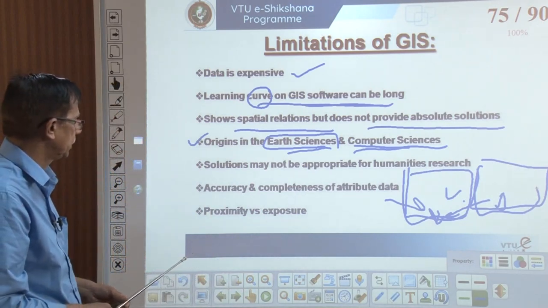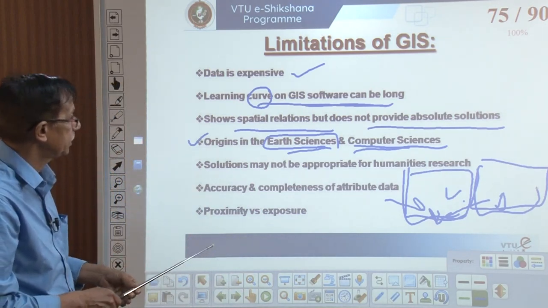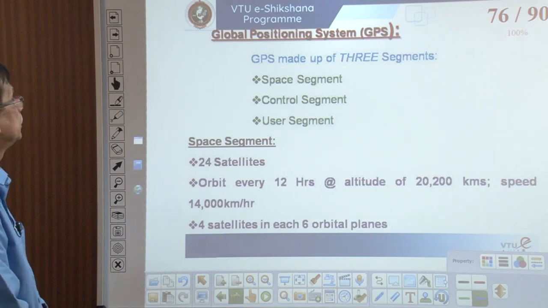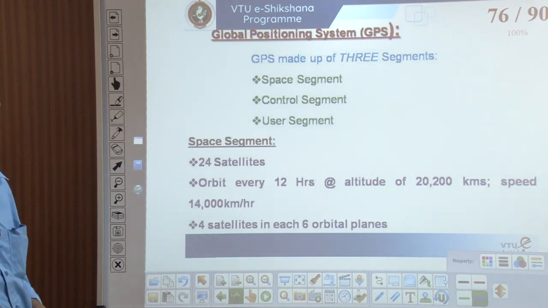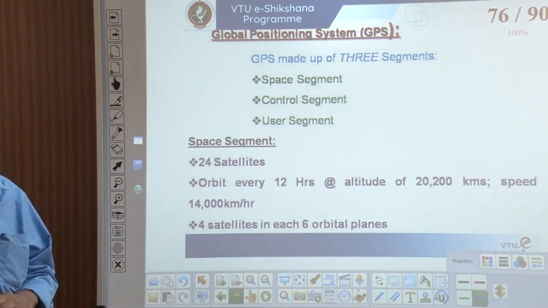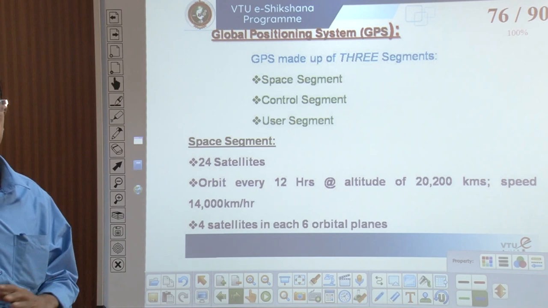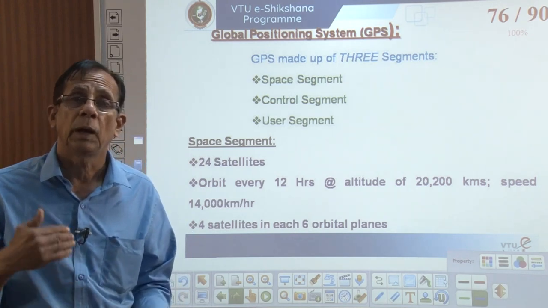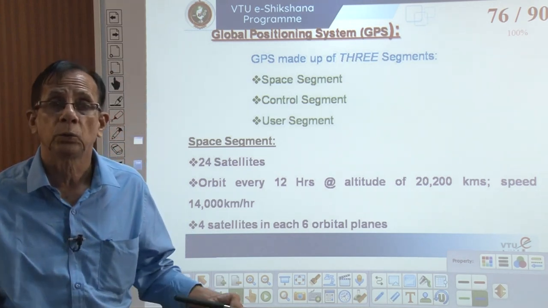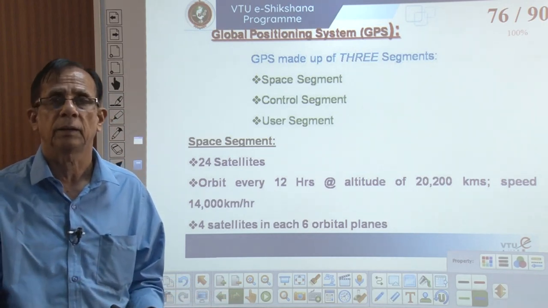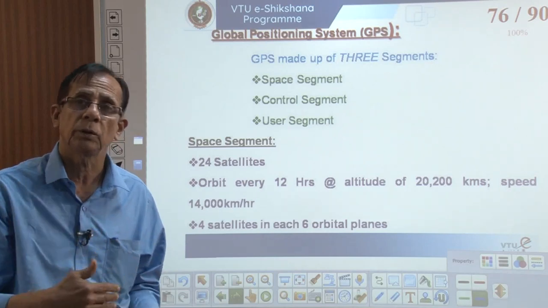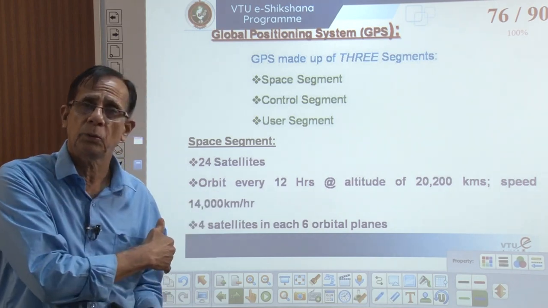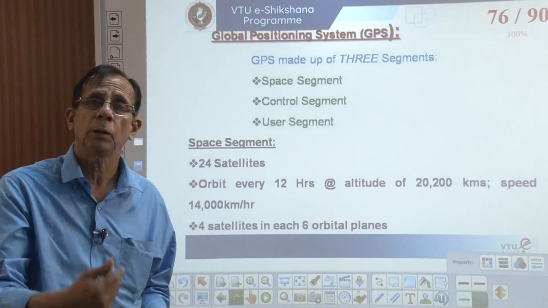Proximity versus exposure is another issue concerning the limitations of GIS. Yes, I have a geographic information system, it's a software. It has certain applications, certain limitations, etc. Now, that itself is not adequate for us. I have to have another device to interface satellite data. I go to the ground, I observe some soil, some building, some water body, etc. But how exactly do I bring that information to the ground and improve it and generate a map?